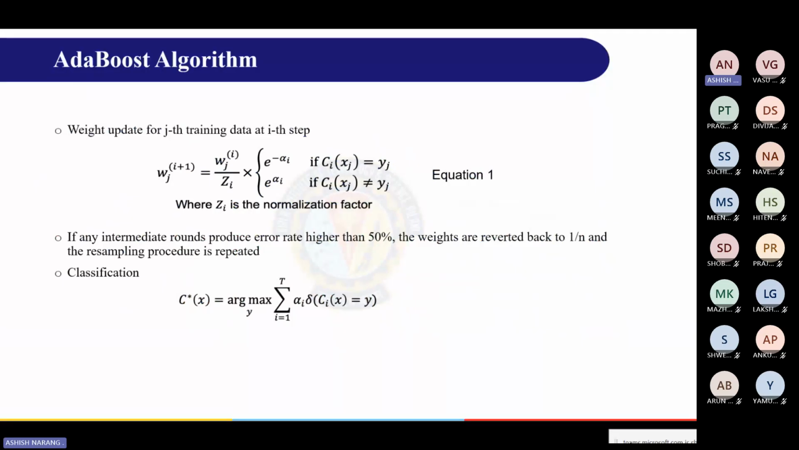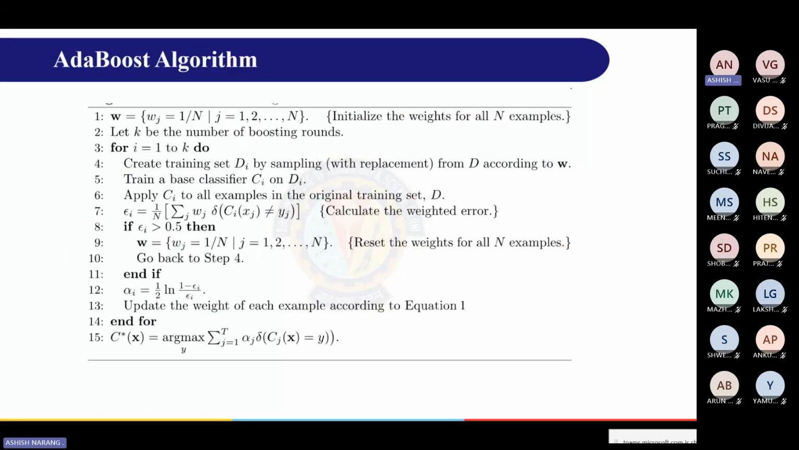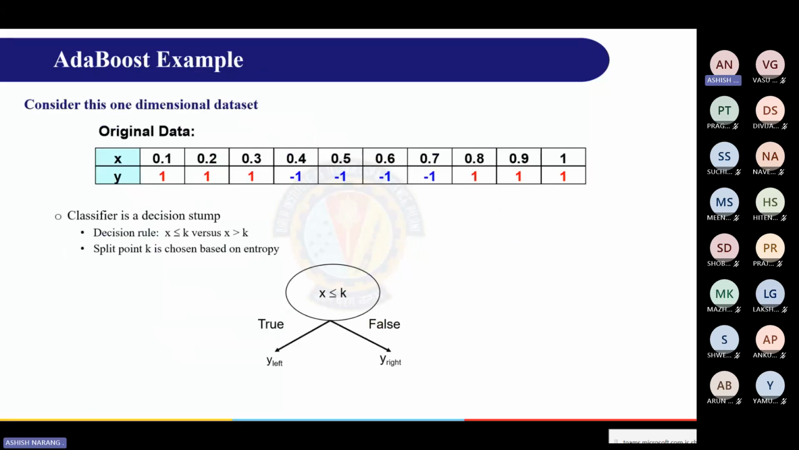This is how you are going to update the weights. If any intermediate round produces an error rate higher than 50%, then the weights are reverted back and the resampling procedure is repeated, because with 50% error the model is not able to predict, and there is high impurity in the data set. Those are the kinds of models we don't want. Let us look at this example of AdaBoost, the same example.